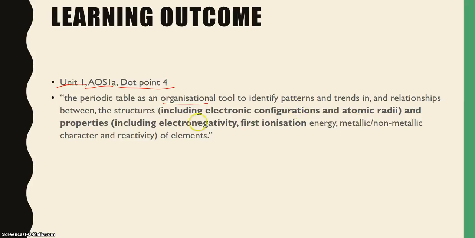In this lesson we're going to talk about the electronic configuration and atomic radii, and we're also going to talk about properties like electronegativity and first ionization energy in the periodic table and how this is organized. Next lesson will cover metallic character and non-metallic character and the reactivity of the metals in the periodic table and how this is organized. Today, all of the underlined points are what we are going to be covering.